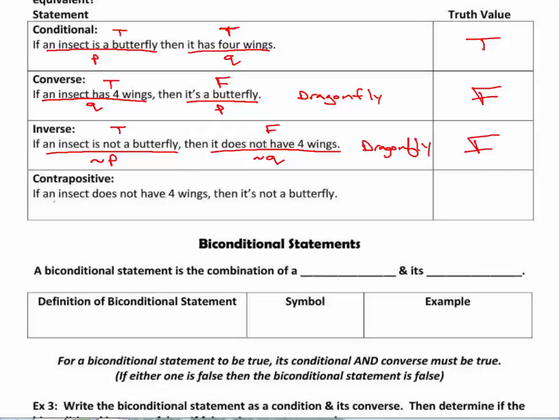Now the last part says, if an insect does not have 4 wings. So is that possible? Remember, this is not Q, then it is not a butterfly, not P. So is it possible for an insect to not have 4 wings? Sure. Then it's not a butterfly. Well, all butterflies have 4 wings, so if the insect does not have 4 wings, then it's not a butterfly. True. So true and true means we have a true statement.